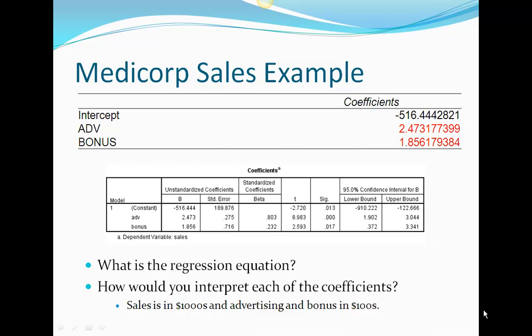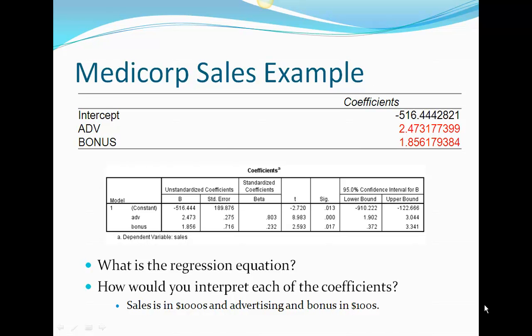Now, how would I interpret those coefficients? Remember, sales are in thousands and advertising and bonus are in hundreds. So if advertising is held constant, sales will increase by $1,856 for every $100 increase in bonus. And then I can also say if bonus is held constant, for every $100 increase in advertising, sales are predicted to increase by $2,473.